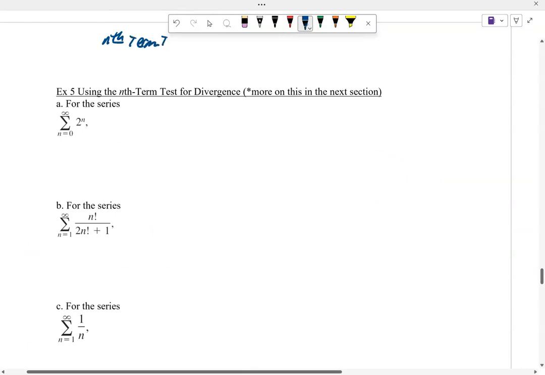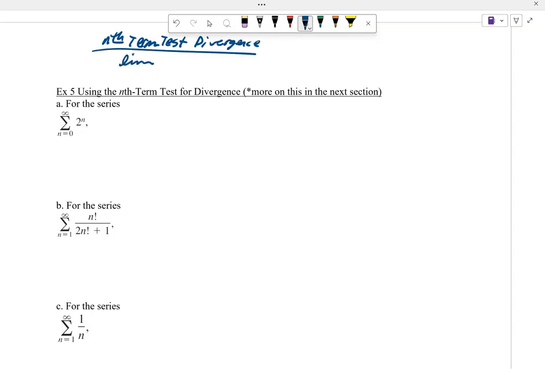Nth term test for divergence, which again says if the limit as n goes to infinity of the nth term, the explicit formula, is not 0, then the series, adding them all up, diverges. So let's look at this first one.